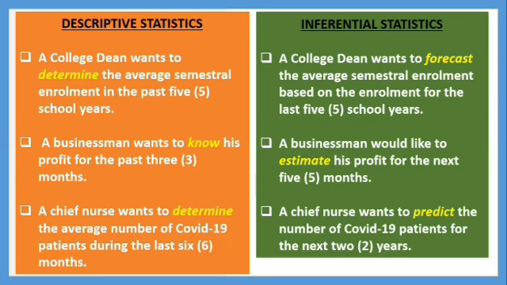So still, this is an example of descriptive statistics because we are using the verb determine. We are just trying to know, we are just trying to describe, and we are not trying to make inferences. In contrast, in inferential statistics, a chief nurse wants to predict the number of COVID-19 patients for the next 2 years. And because it's predicting something in the future, that makes it an example of inferential statistics.